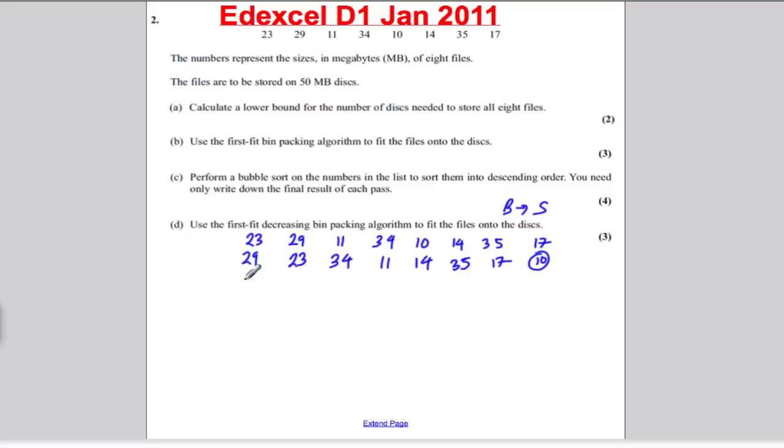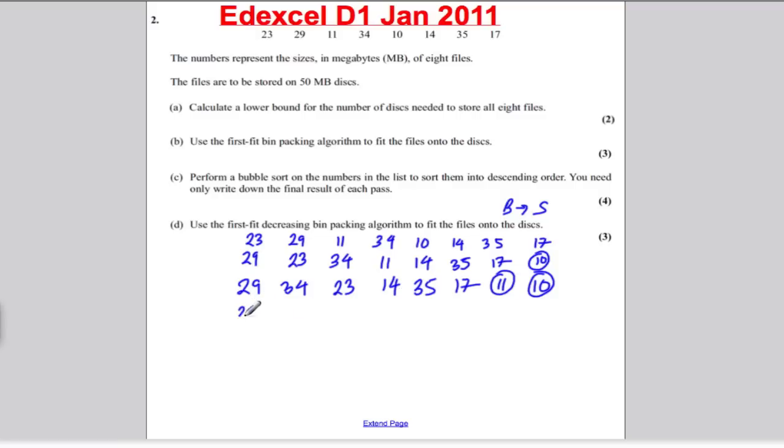Let's keep going. No swap required. Here we need to swap 34. 23 against 11, 23 stays. 11 against 14, 14 comes in. 11 against 35, 35 comes in. And 11 against 17, 17 comes in. And 11, the second smallest number, ends up going to the back.